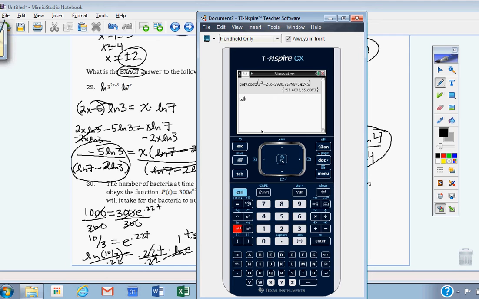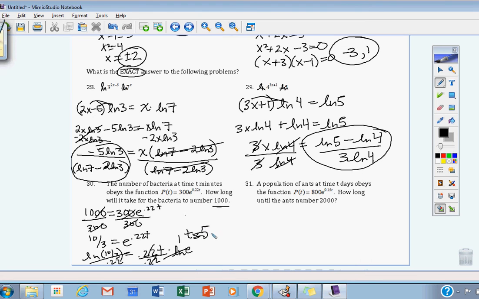Control, natural log of 10 thirds, and we're going to divide by 0.22. Okay, we can see that's exactly what I wanted to do right here. See how that pops up? So 5.47 it looks like. So approximately 5.47, what's our unit? Minutes. I always want to get the minutes correct on that.